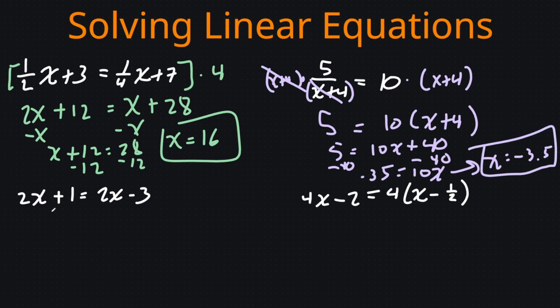These last two problems are going to be outliers. I'm going to see that they have interesting solutions going on. Let's look at this one. We have 2x plus 1 is equal to 2x minus 3. In this case, we have a 2x on the left and the 2x on the right.